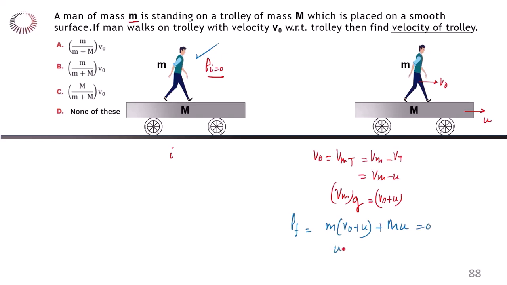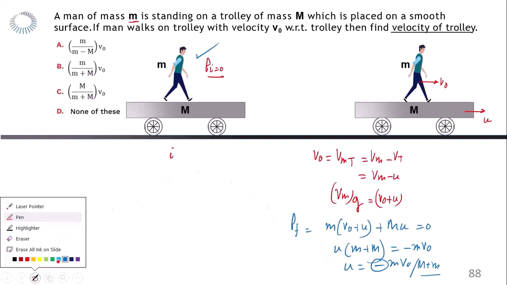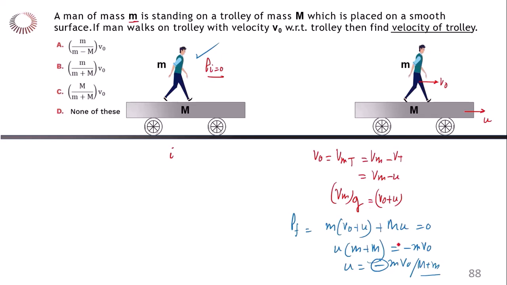From that, I am getting u times small m plus capital M equal to minus m into v naught. That means u is equal to minus m v naught divided by capital M plus small m. The negative sign signifies that if the man is moving towards right, the trolley has to move towards left. So u negative means the trolley is moving towards left. The answer is the second one, m v naught divided by capital M plus small m, but it is towards left. So the second one was the answer.